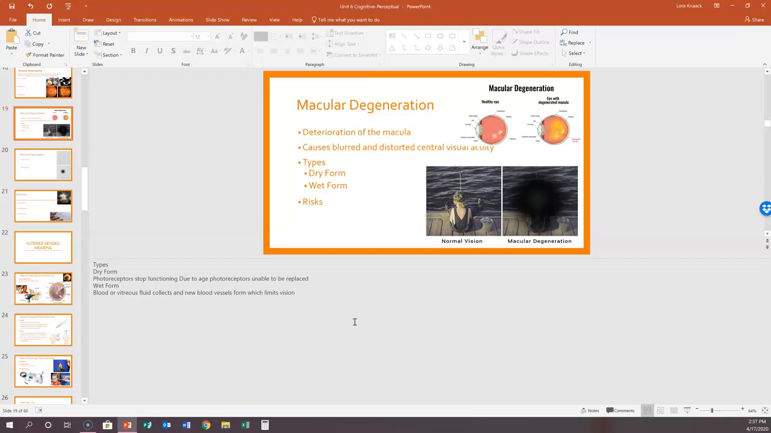For the dry form, photoreceptors stop functioning due to age. The photoreceptors are unable to be replaced anymore. The wet form is when blood or vitreous fluid collects and new blood vessels form, which limits the vision.